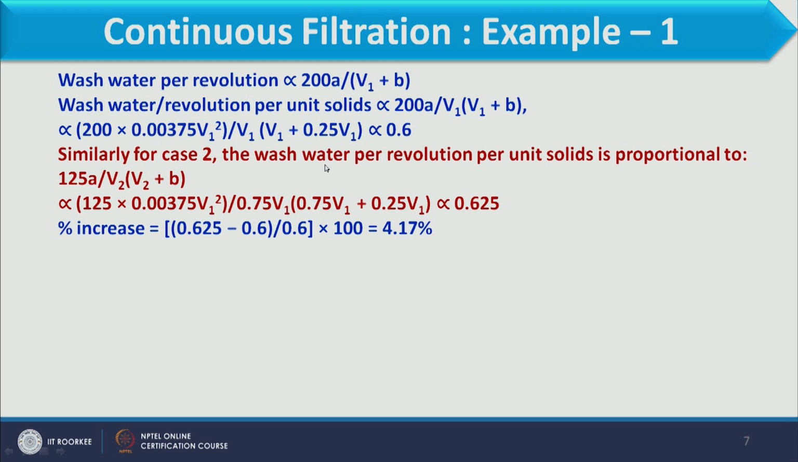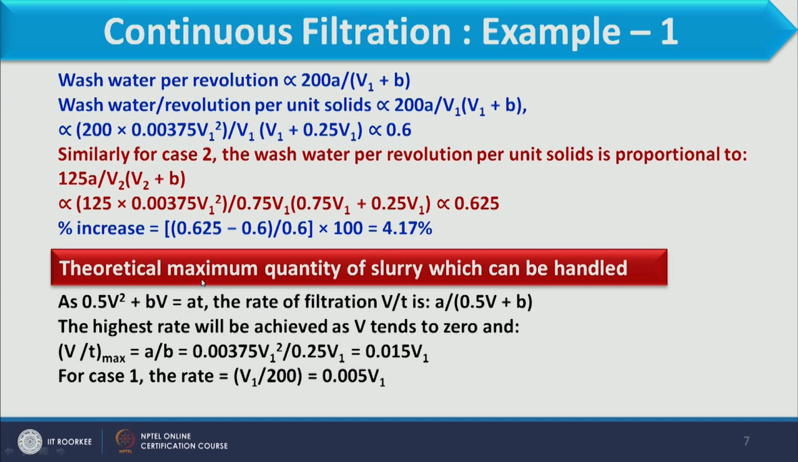and similarly for case 2, the wash water per revolution per unit solids is proportional to 125 A by V2 plus B, and after putting the value of A and B over here, we can find this is proportional to 0.625. So percent increase is 0.625 minus 0.6 divided by 0.6, so that is 4.17% increment we have observed while increasing the revolution of rotary drum.